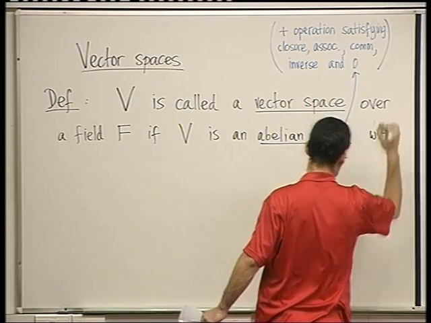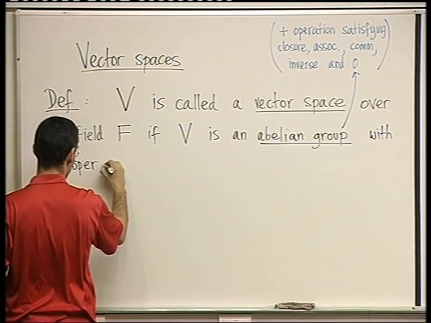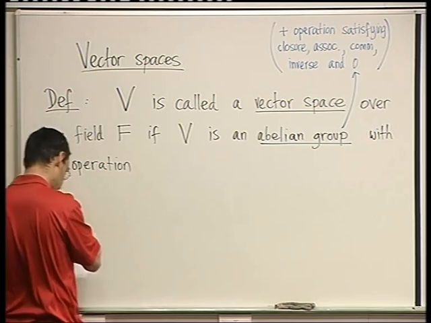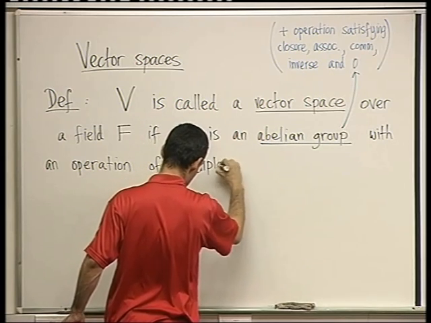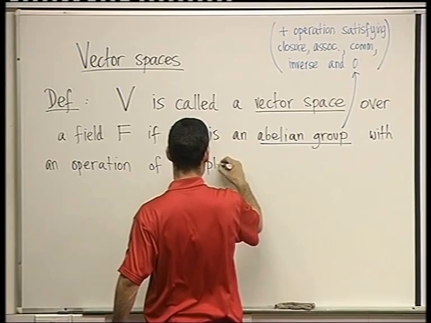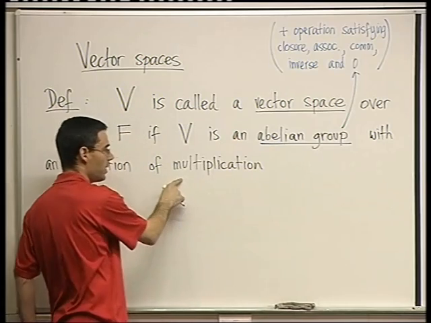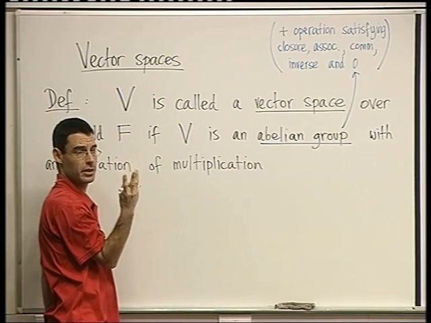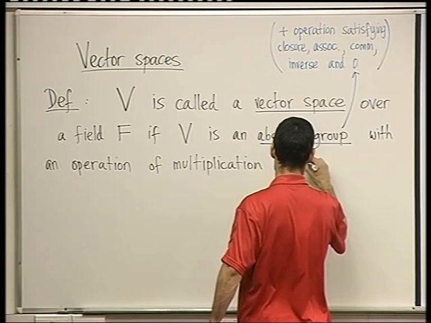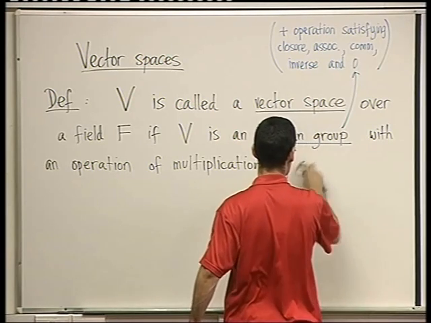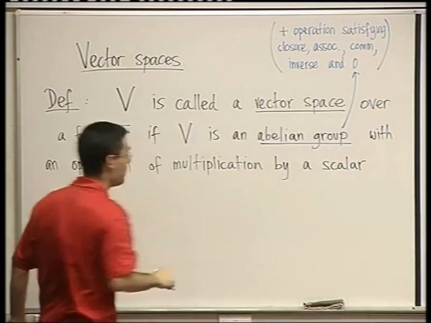with an additional operation, an operation of multiplication. Can you believe that in Hebrew the word for multiplication is 3 letters? Multiplication by scalars, by a scalar, okay, a scalar is an element of F.